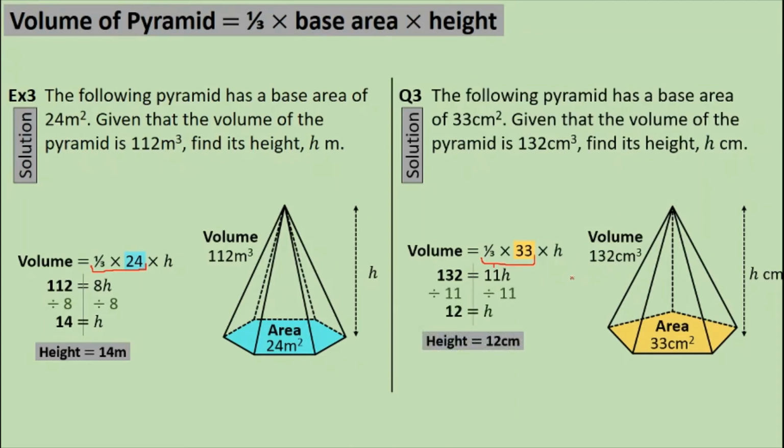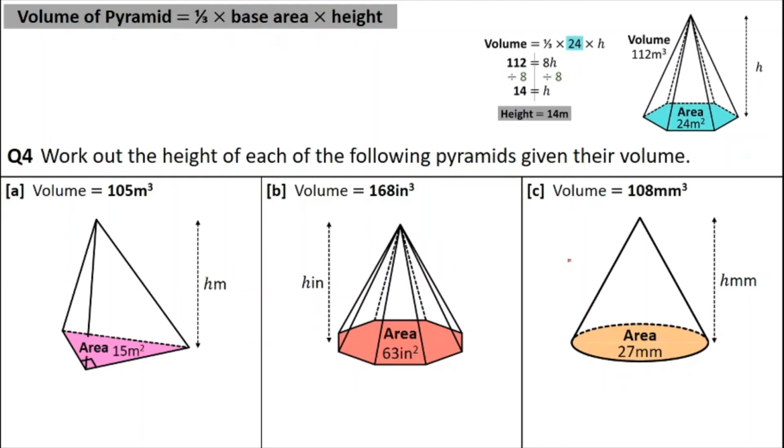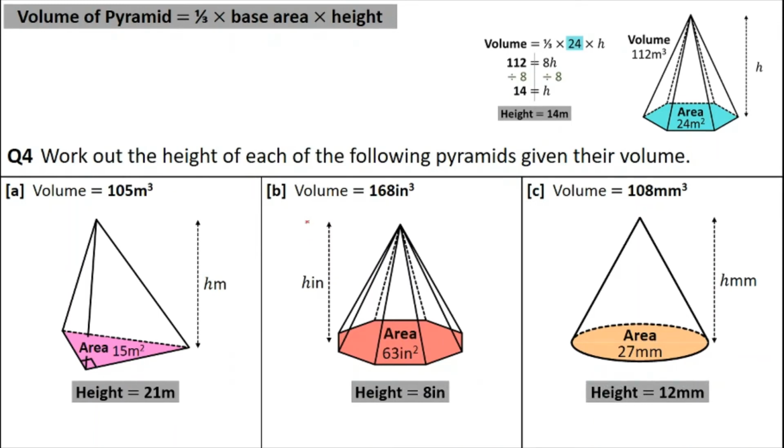Once you've copied these down, you can have a go at these questions. In each case, I've already given you the area of the base. You're required to find the height, and I've left the example in the top right here so you can refer back to it. Pause it, have a go, and see what you come up with. Okay, the answers for these. The first one, you should have had a height of 21. The second one, a height of 8, and the third one, a height of 12.